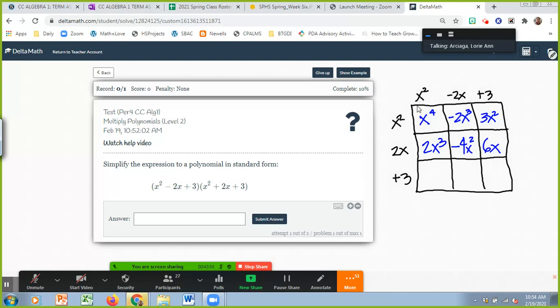Okay, so 3x squared. It looks like you're just playing. Negative 2x times 3, or it looks like just a multiplication table, right? And 3 times 3 is 9.